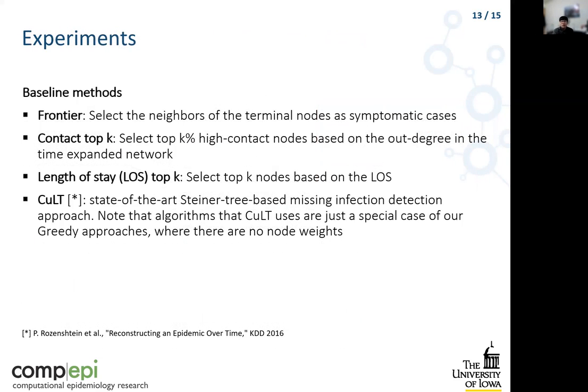Okay, now the experiments. Since this is the first work on detecting asymptomatic cases in a temporal network that takes individual risks into account, there are no directly comparable methods. However, we compare the performance of our approach against the following natural baselines: frontier contact top K, length of stay top K, and the state-of-the-art approach, which is called for a closely related task.